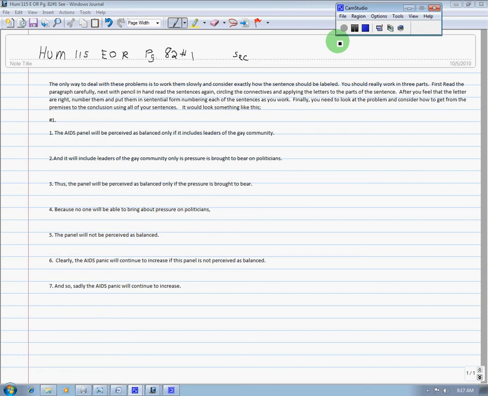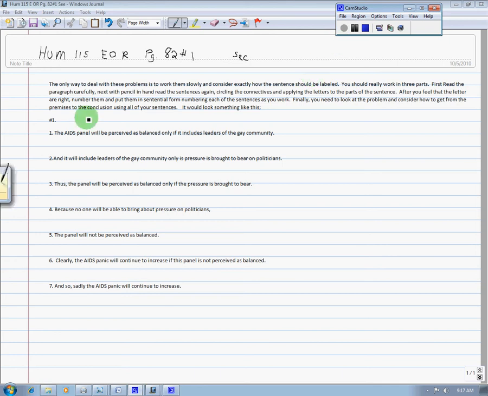Next, with pencil in hand, read the sentences again, circling the connectives and applying the letters to the parts of the sentence. If you feel that the letters are right, number them and put them in sentential form, numbering each of the sentences as you work. Finally, you need to look at the problem and consider how to get from the premises to the conclusion using all of your sentences. It should look something like this.